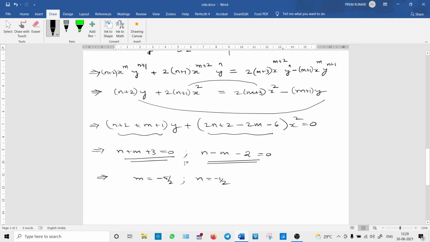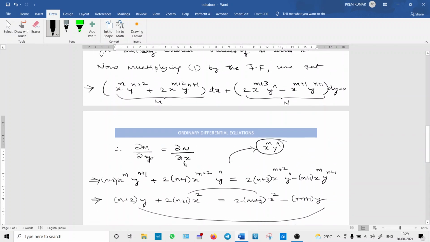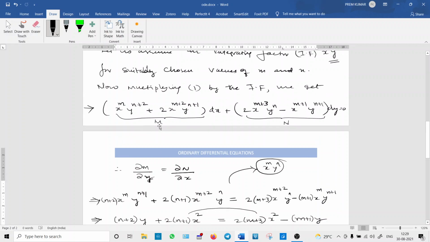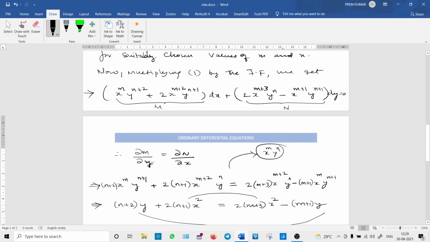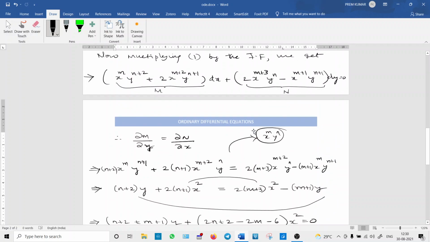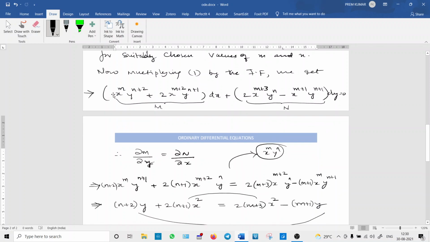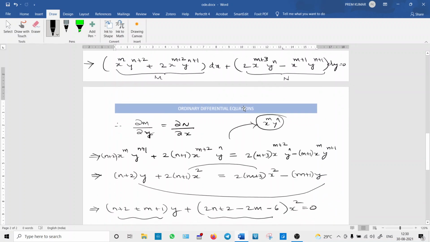Now this is the value of m and n, and now you substitute here, don't go to the differential equation. Already we converted it to the exact form by using the integrating factor, and we have now found the integrating factor. What is the integrating factor? x power minus 5 by 2 and y to the power minus 1 by 2. So now this is the equation. Now it is in exact form. So now we are going to consider only this equation.